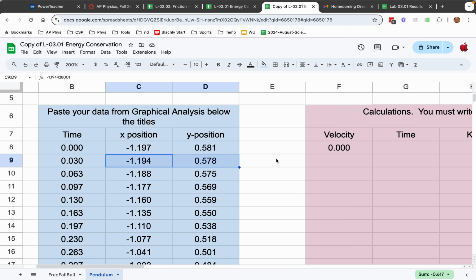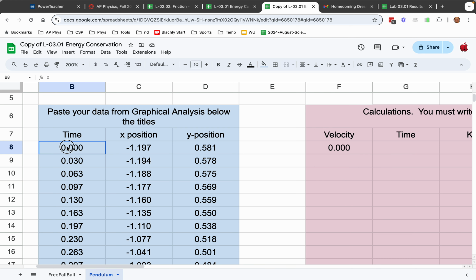So to find the velocity for the pendulum, it's a little more complicated than for a ball falling because the pendulum moves in both the x direction and the y direction. So the velocity starts off at 0, so I'm just going to put 0 in this first cell, but now I need to write a formula here.